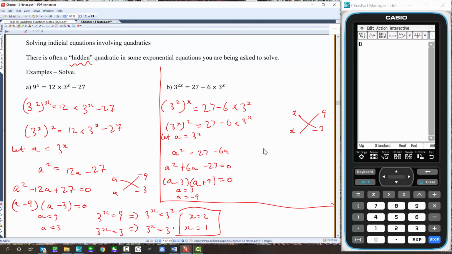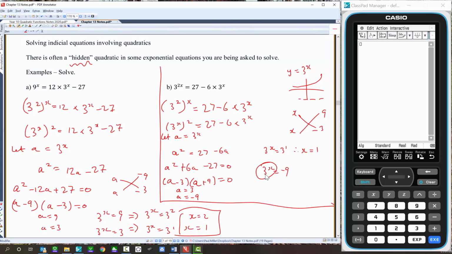All right, let's make the substitution. So I've got 3 to the x equals 3, or 3 to the 1, in which case x is equal to 1. I've got 3 to the x equals negative 9. All right, now here's an interesting conundrum. The graph of y equals 3 to the x looks like this, and we want to know when that graph will equal the value negative 9. When do you think it's going to happen? If your answer is never, that's correct. So 3 to the x is actually never going to equal negative 9.